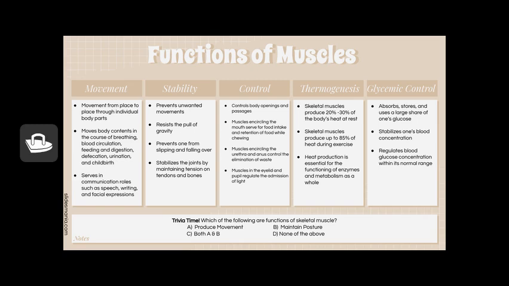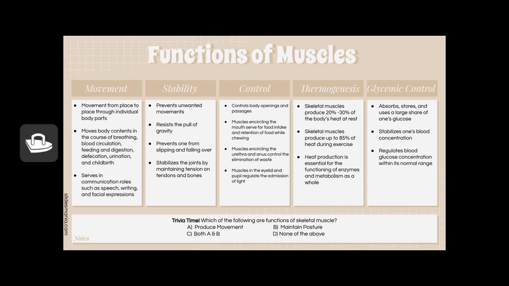Next up, we have control of body openings and passages. These muscles encircling the mouth serve for food intake and retention of food when we chew and digest our food. And they also encircle the anus and control the elimination of waste. And muscles in the eyelid and pupil regulate the admission of light to the eye.